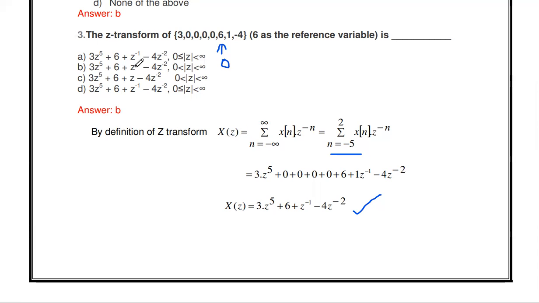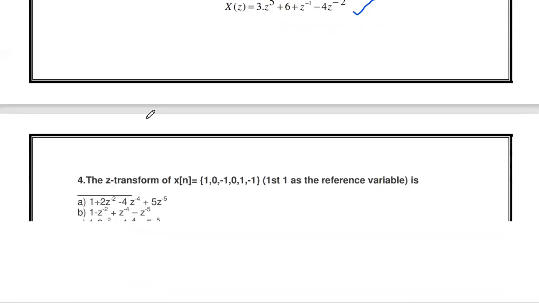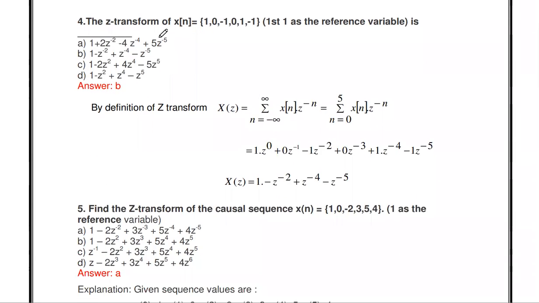Okay, the next one. This answer is correct, but here the modulus of z is given as 0 less than or equal to modulus of z less than infinity. This is wrong. So 3 z power 5 plus 6 plus z power minus 1 minus 4 into z power minus 2, for the z value between 0 to infinity, is the correct answer.